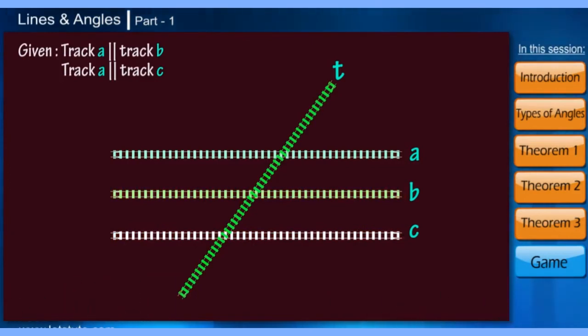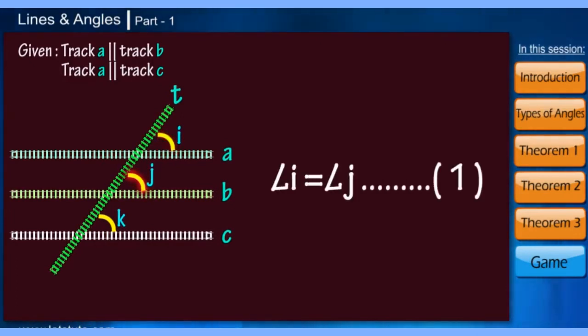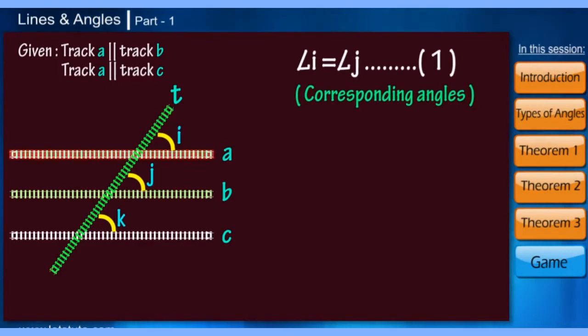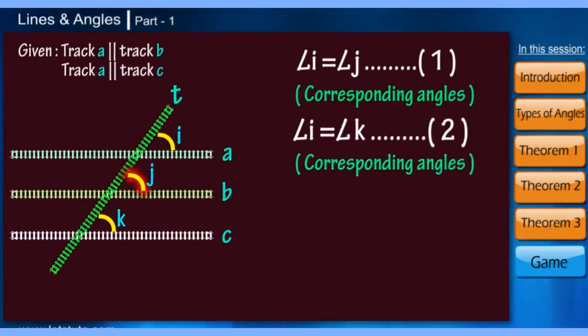Now, we can consider track T as a transversal, which will form corresponding angles. So, angle I will be equal to angle J because they are corresponding angles. Now, because track A and track B are parallel, the corresponding angles will be equal. And the same is with angle I and angle K. So, from 1 and 2, we can say that angle J is equal to angle K.